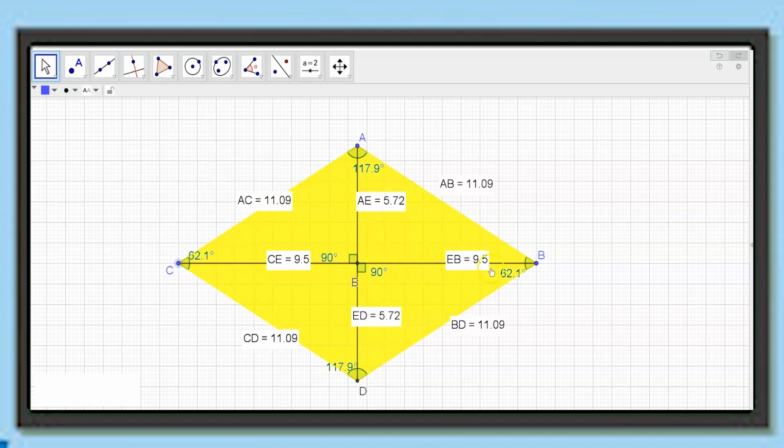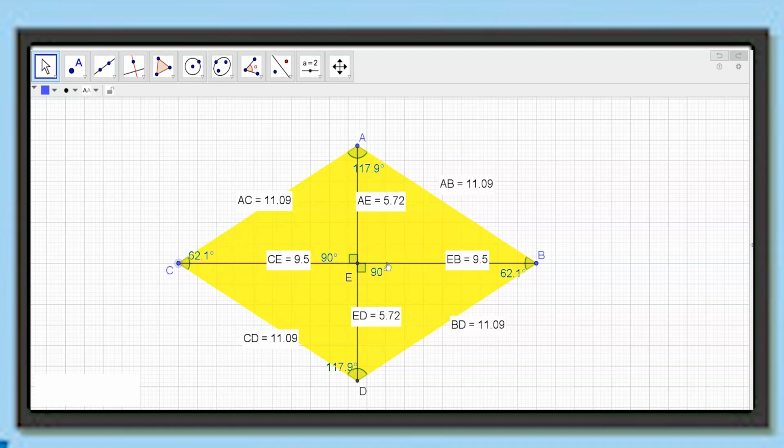The diagonals are also bisecting each other. You can see that the segments are CE 9.5 and EB 9.5. AE is 5.72 and ED is 5.72. This is your E. So the diagonals are bisecting each other just like in a parallelogram. But there is something else which is visible now. That is, the diagonals are perpendicular to each other, which is not true in the case of a parallelogram.